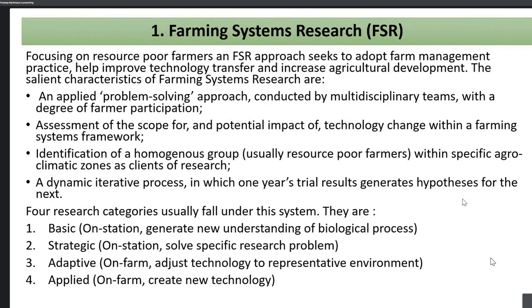So there are the four main characteristics. The four research categories usually fall under these systems. They are the basic, strategic, adaptive, applied. These are the four research categories. Okay.